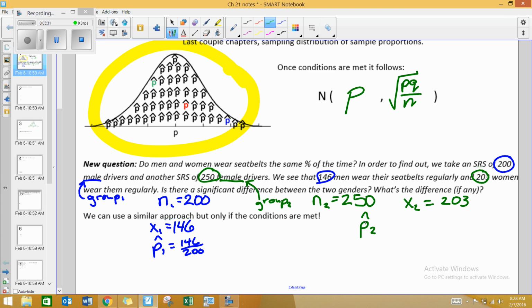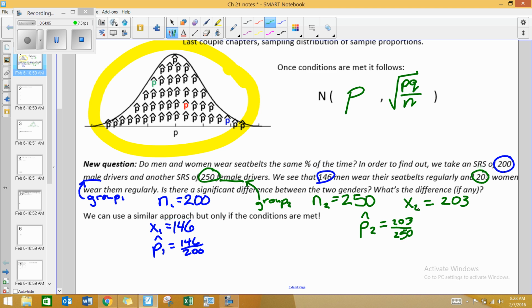But we can still calculate the sample proportion the same way we saw last chapter. So again, I can write this as P subscript F or subscript 2, just something to keep track of the two separate sample proportions that I'm calculating. So P2 I would just calculate as 203 out of 250. So we see here that a larger proportion of females admit to wearing their seatbelt regularly, but is that necessarily a significant difference? And is there necessarily a difference at all, or is it just sampling variability? So that's kind of the question we're faced with in this chapter.